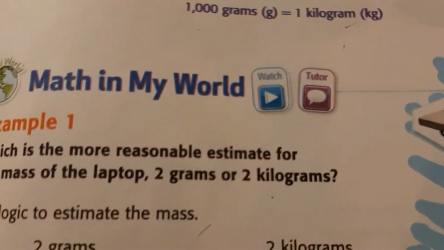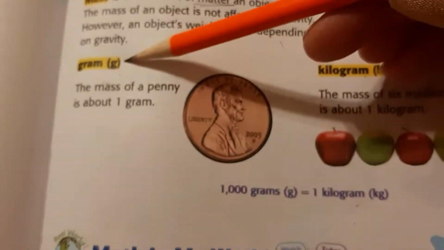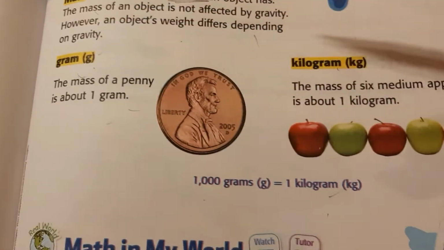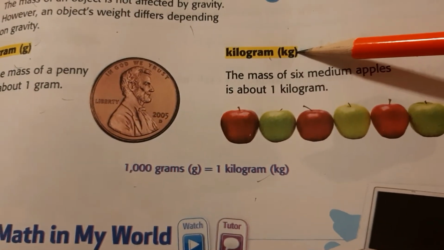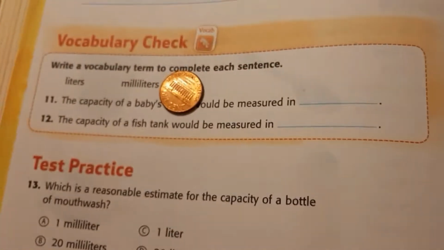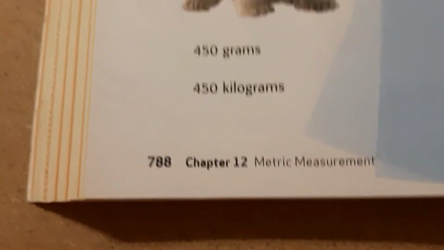Just a quick note, I forgot to tell you this: the abbreviation for gram is a small g. The abbreviation for kilogram is kg. All right, let's turn the page. Now we're on 788.